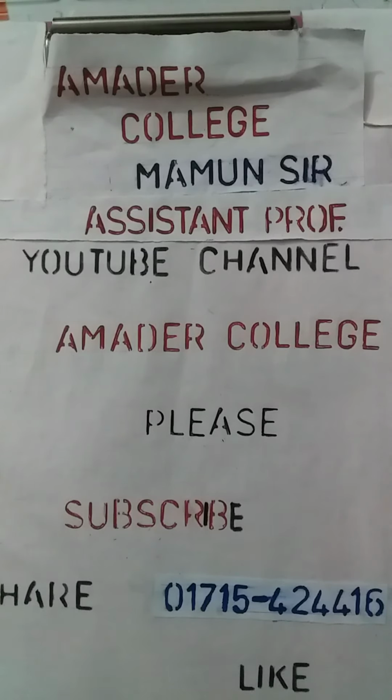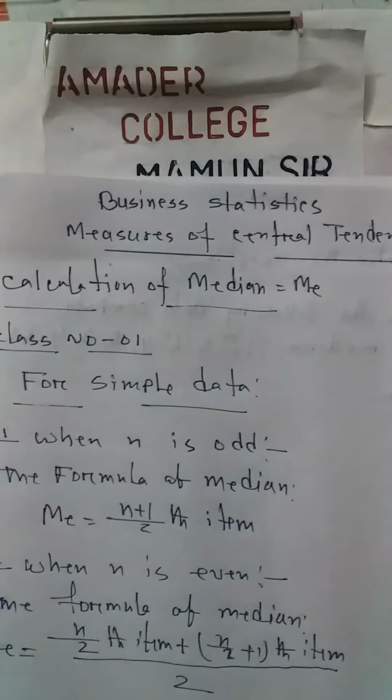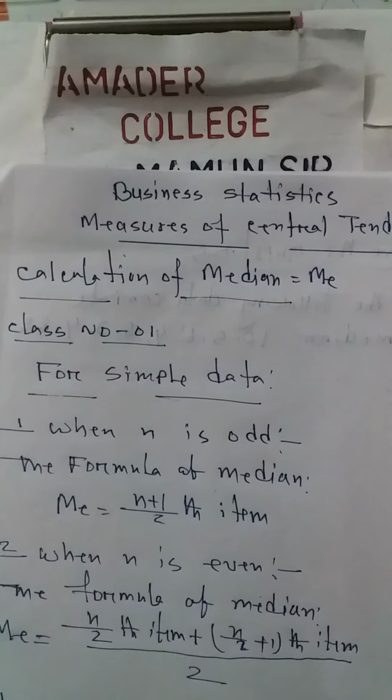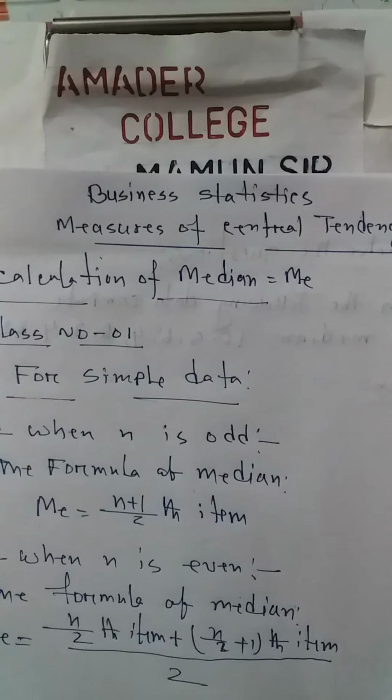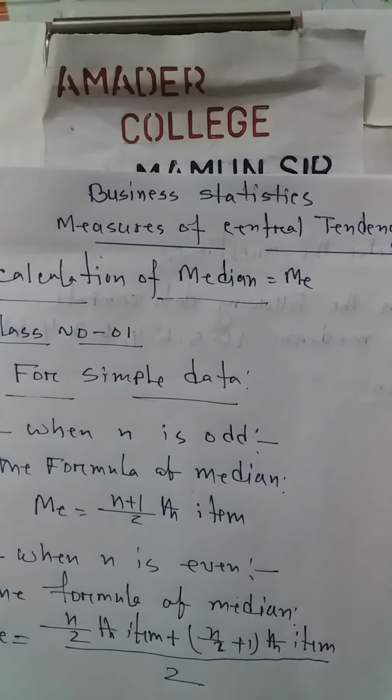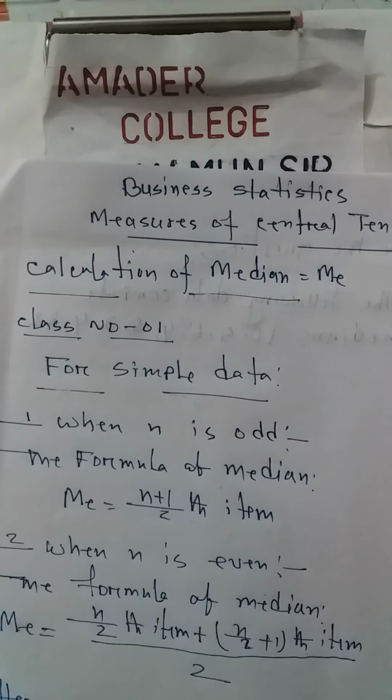Now let's start today's class. Our subject is business statistics, chapter measures of central tendency, topic 6, calculation of median, class number 1. Today we calculate median only for simple data. For simple data, median has two types.